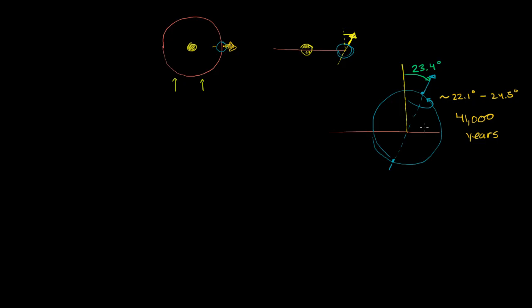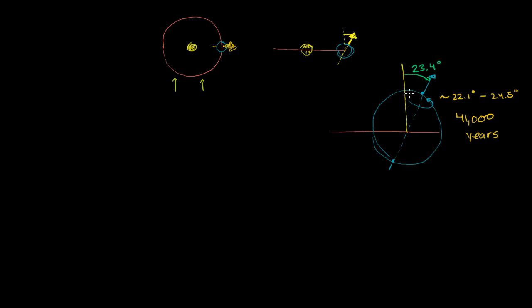But for the sake of thinking about our annual seasons, you don't have to worry too much, or you don't have to worry at all, really, about this variation. You really just have to know that it is tilted. And right now, it is tilted at an angle of 23.4 degrees. Now, you might say, OK, I understand what the tilt is, but how does that change the seasons in either the northern or the southern hemisphere?